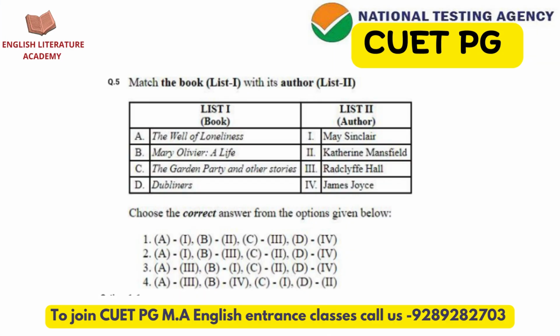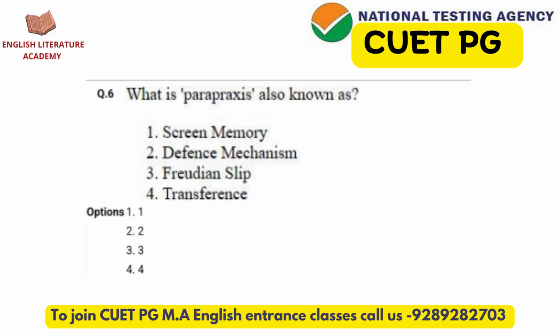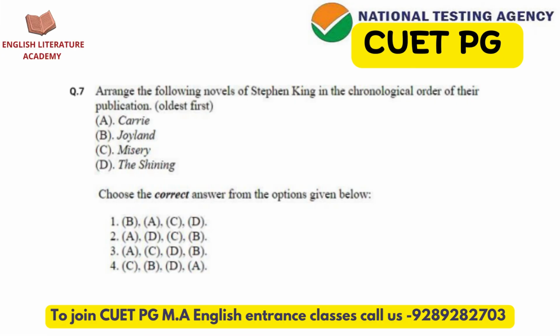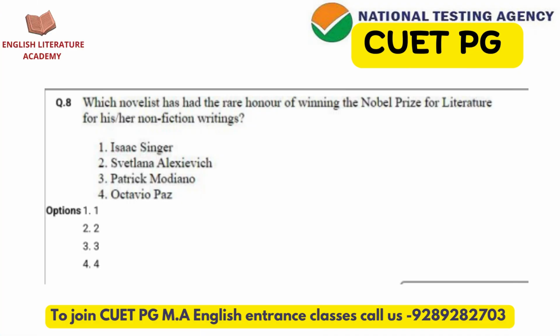Fifth one was rather a simple one, wherein popular novels had to be matched with their authors. Next one tested students for their knowledge of psychoanalytical concepts like transference, screen memory, Freudian slips, etc. Seventh question could be answered only if the students knew the sequence of publication of Stephen King's novels. He is a contemporary American author called the King of Horror. Eighth question tested the aspirants for their knowledge of Nobel Prize winners in literature.